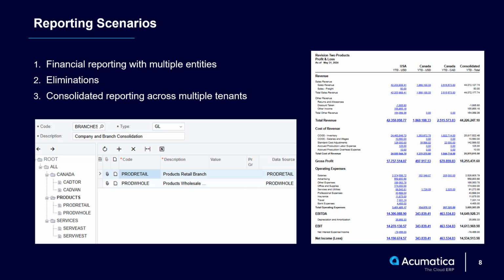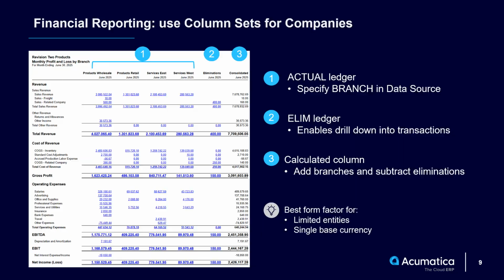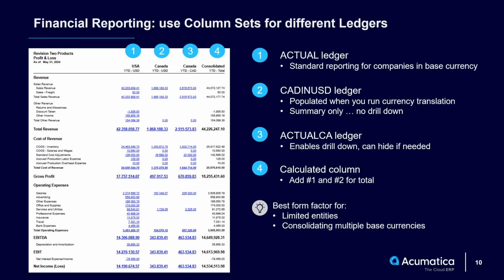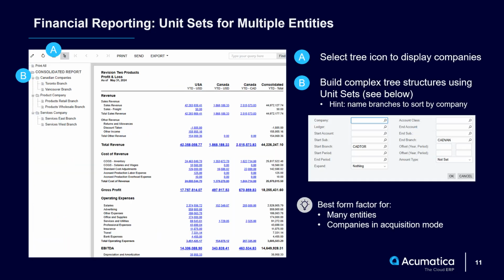Acumatica covers multi-entity reporting, including eliminations and consolidations. In one of my demo scenarios, I use column sets to display companies. This is ideal when I have a limited number of entities and a single base currency. I could use column sets to display ledgers. This is ideal when I have limited entities with different base currencies and need to drill into individual transactions. And I can use unit sets to overlay any report.